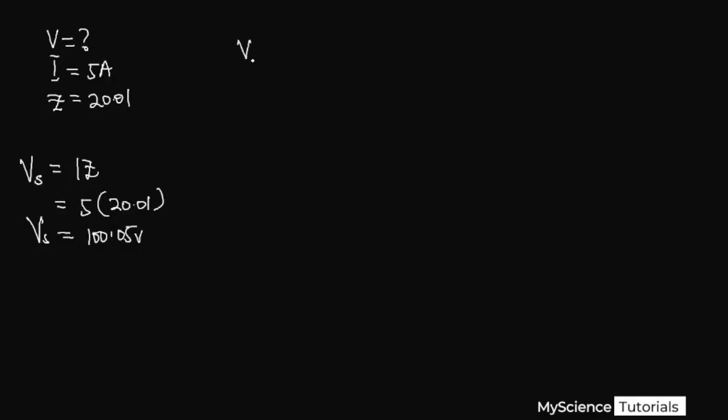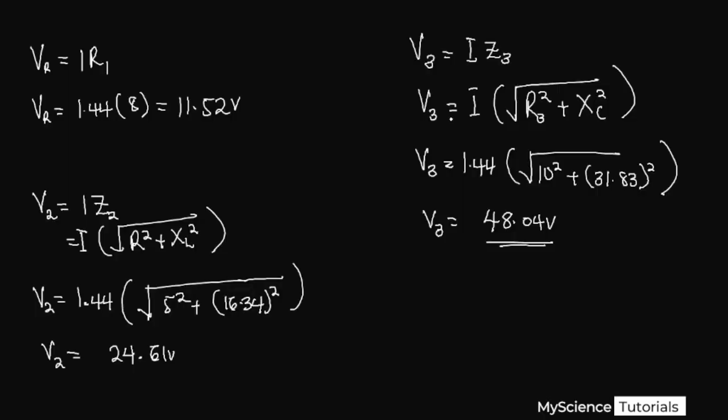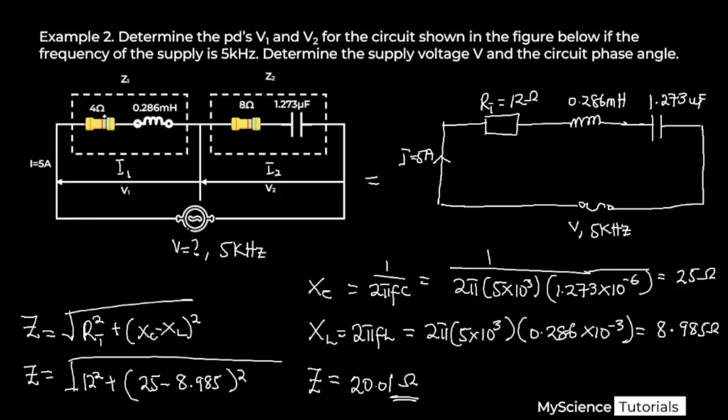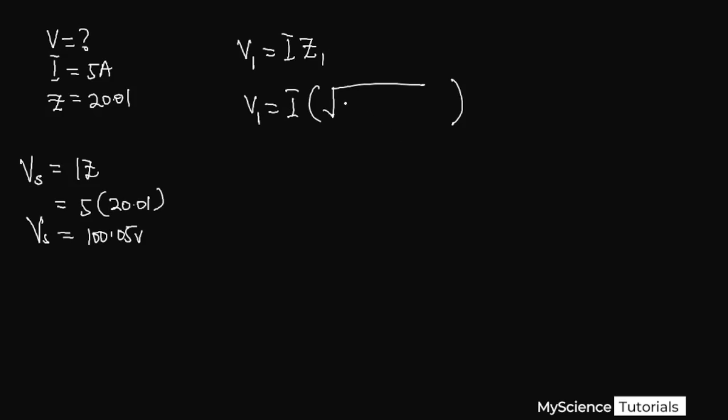So V1 is equal to I multiplied by impedance 1. So V1 is equal to current. Now what is impedance 1? If we look at the diagram, we realize that impedance 1 has a resistor of 4 ohms and then an inductor of 0.286 microhenry. So it means that our impedance is going to be the root of R squared plus XL squared. That will be our impedance for this particular case.